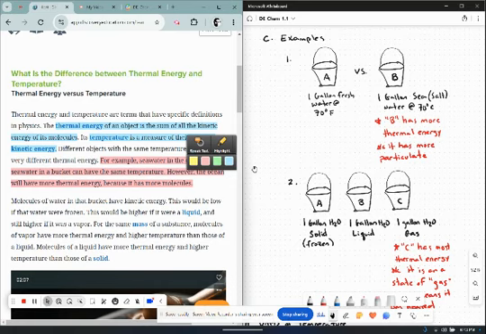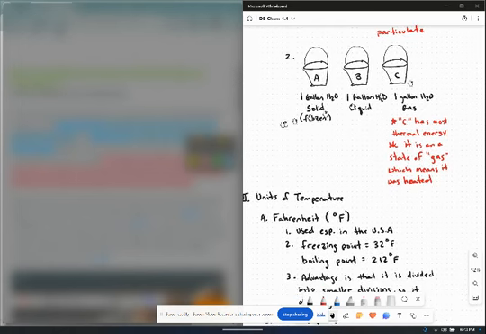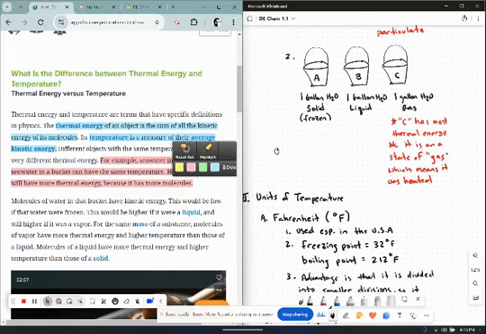Now, go down to example 2. If we have 3 buckets and all of them have the same types of water, but one is in a state of being solid, what we call frozen, ice. Bucket B is liquid, and bucket C is in a state of water vapor or steam, gas.